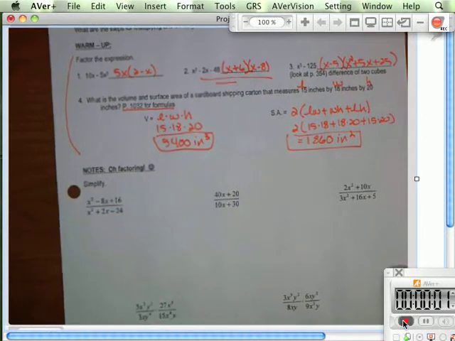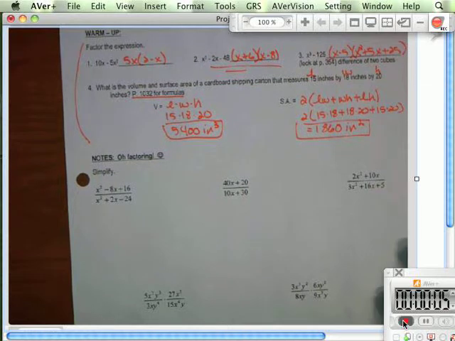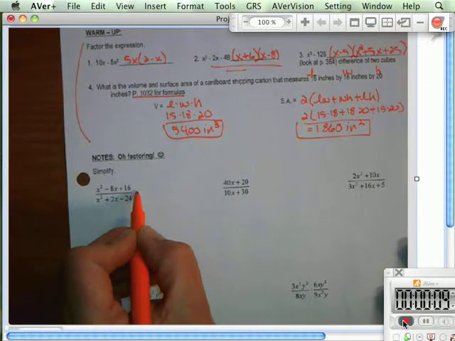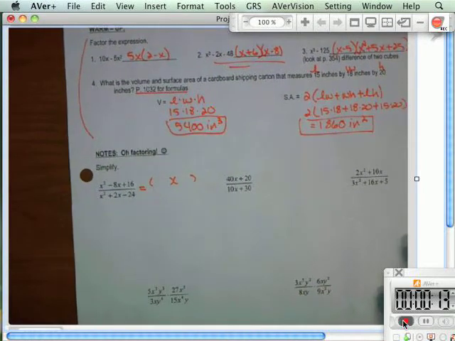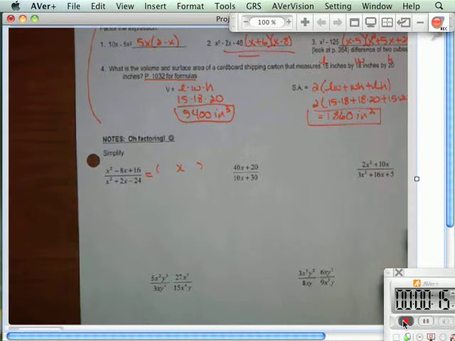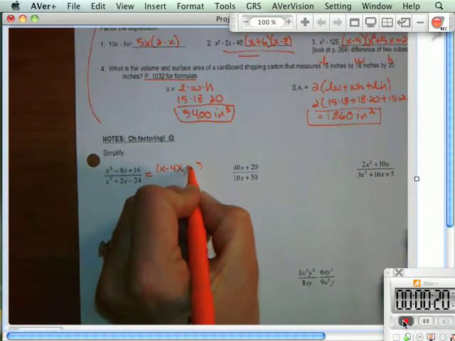So this looks kind of messy, but the best thing to do is always start with factoring because you might be able to cancel factors. So we're going to go ahead and do that. What does the numerator factor to? Anybody know? X minus 4 and x minus 4.